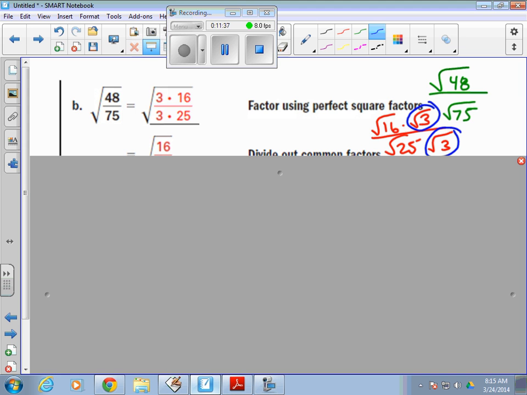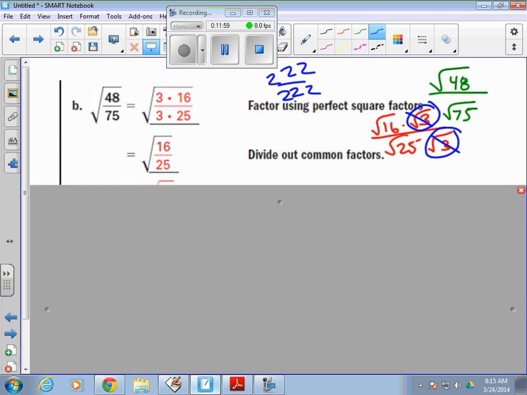What happens when you divide anything by itself? You get 1. What's 2 divided by 2? That's 1. What's 22 divided by 22? That's 1. What's 222 divided by 222? It's still 1. So the square root of 3 divided by the square root of 3 is going to be 1. So now you have the square root of 16 over 25.